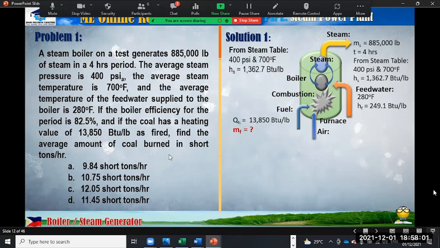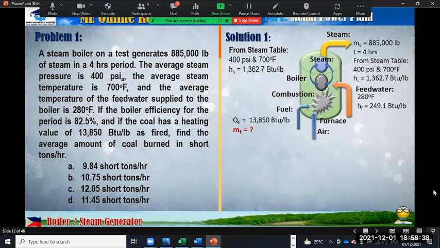During the time when this problem was given, it is supplied with a steam table. So when you refer to the steam table at this pressure and that temperature, the enthalpy is 1362.7 BTU per pound. Okay, and then for the feed water, the temperature there is 280 as given in the problem.